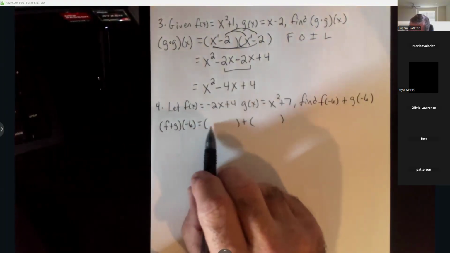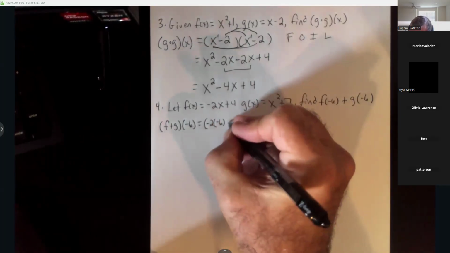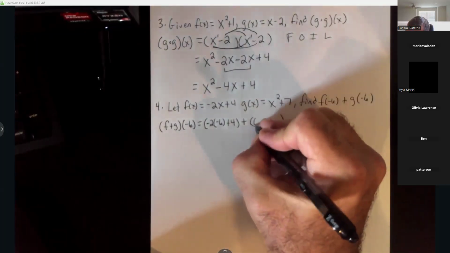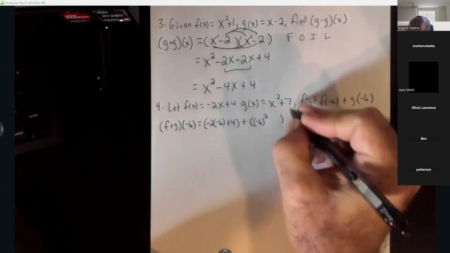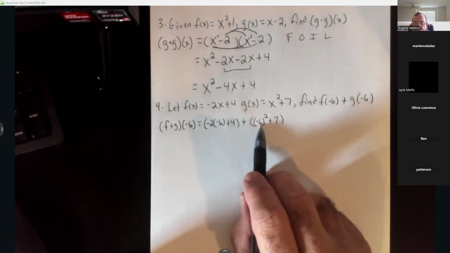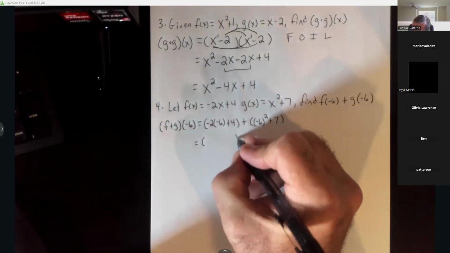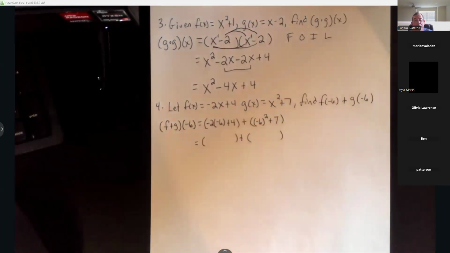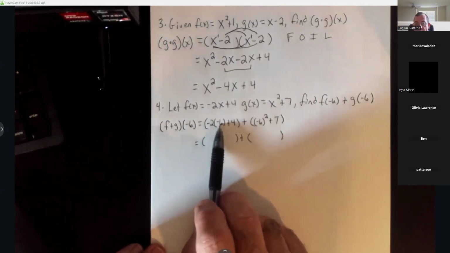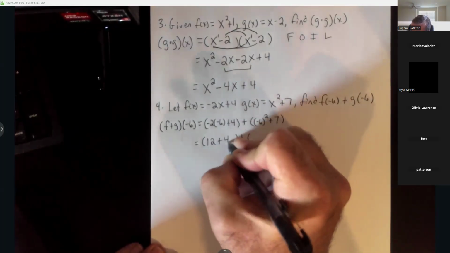So let's fill it out. For F, I got negative 2 times x, which is negative 6, plus 4. For G, I got x squared. That's going to be negative 6 squared plus 7. You got to put that negative number in parentheses if you're using a calculator, okay? But y'all, I'm just going to work inside both parentheses and do order of operations. Inside the first parentheses, I can multiply. Negative 2 times negative 6 is a positive 12 plus my 4.